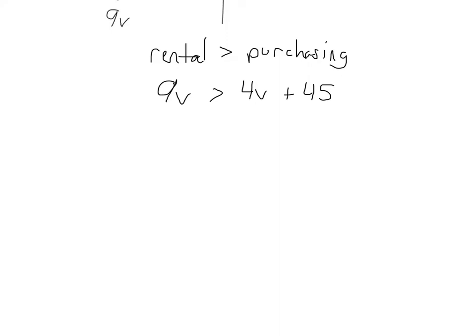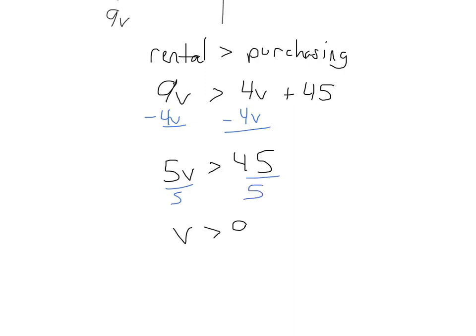So I'm going to subtract 4V from this side, which is going to mean I have to subtract it from this side, of course. So 9V minus 4V is 5V, and that's going to be greater than 45. Now, what's my last step? Well, I need to divide by 5 and divide by 5, and that gets you V is greater than 9.